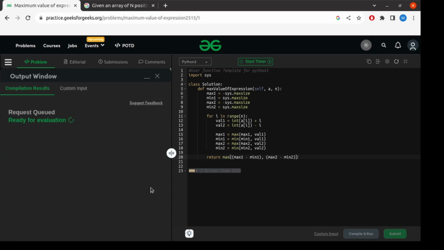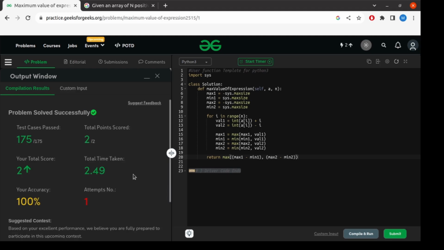And let me just try to run it. Okay, so this passes here, the output is good. Let me submit my solution. And the solution passes. Okay, that's all guys for this video.